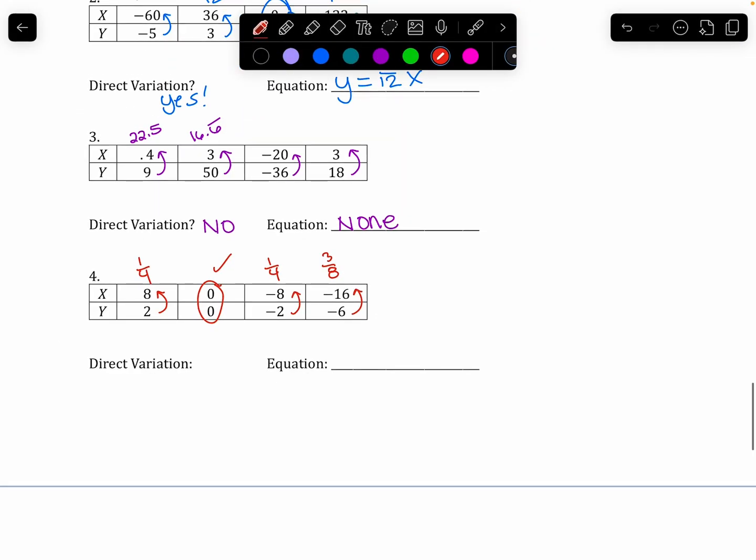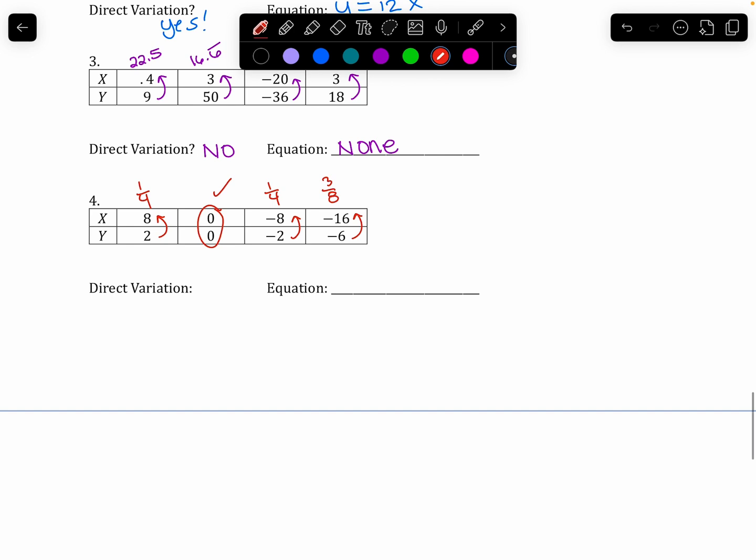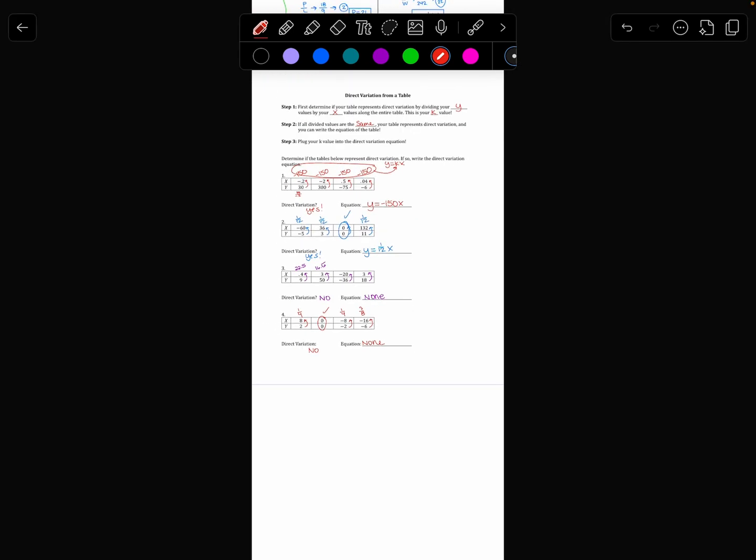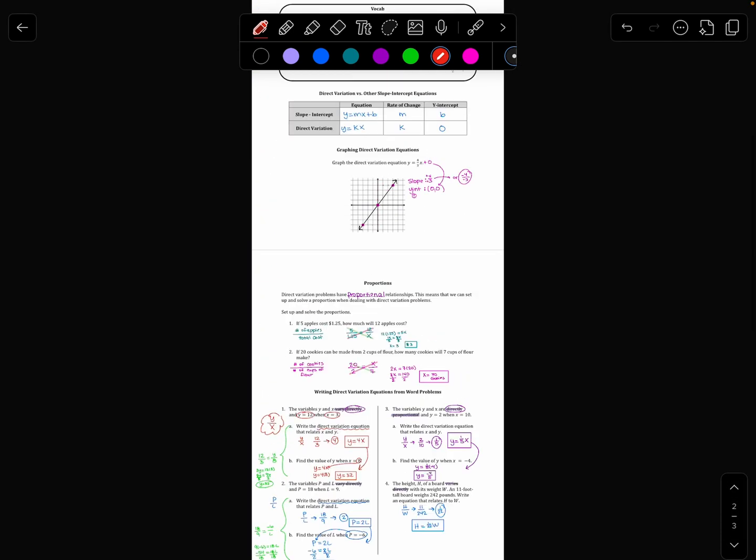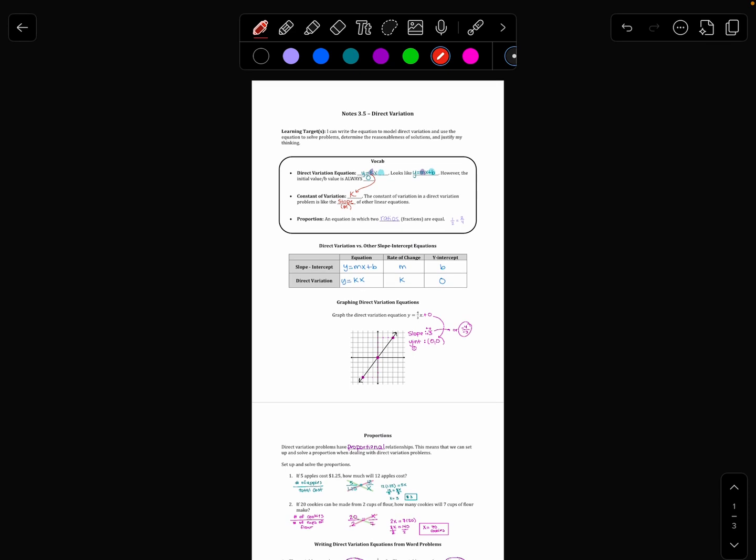So it was looking good for a while, but then all of a sudden my very last y divided by x gave me something that was not 1/4. So this is actually not a direct variation equation. So there will not be a direct variation equation.